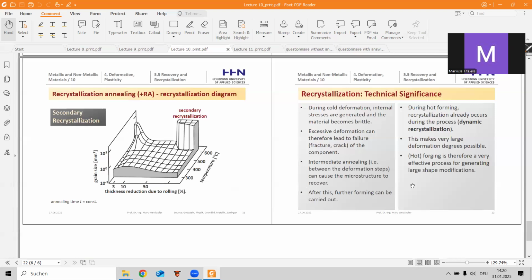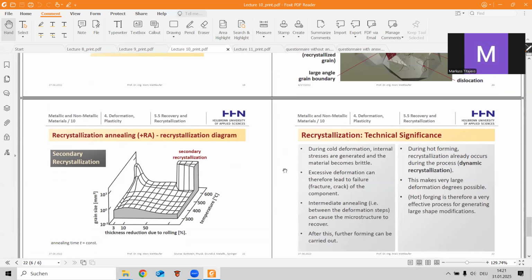Annealing recrystallization diagram. So here is secondary recrystallization, using grain size in square millimeters, thickness reduction due to rolling, and temperature. Annealing time is constant.